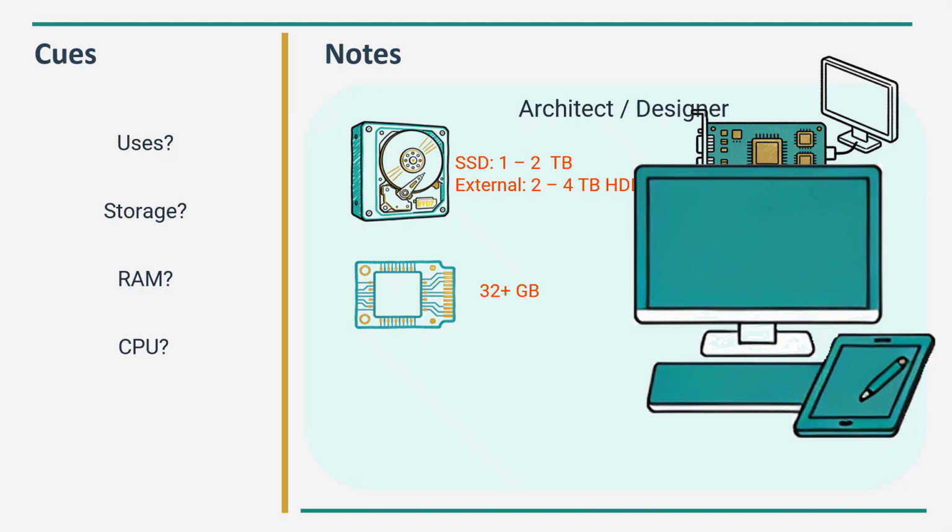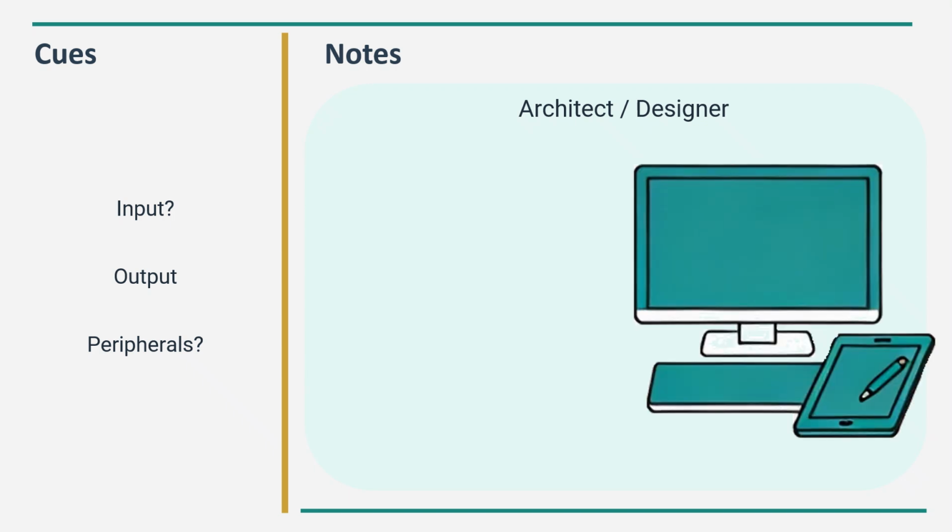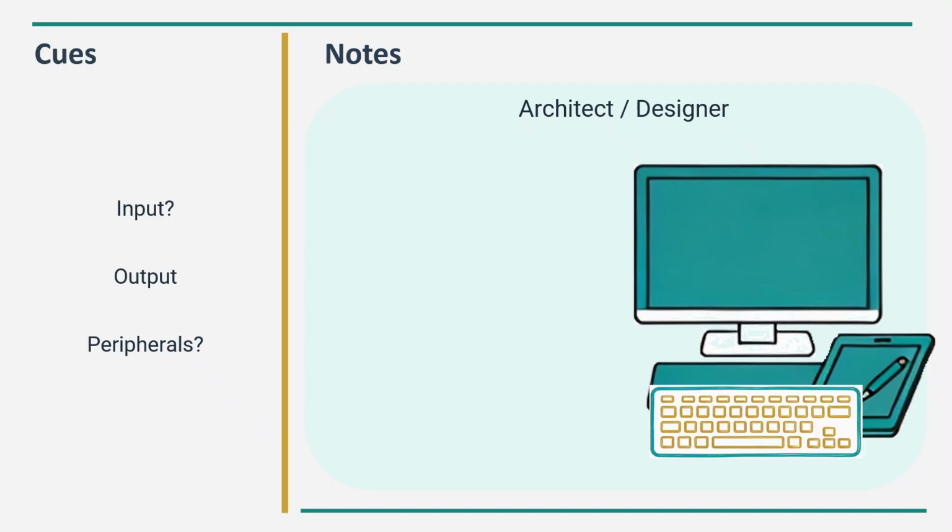RAM is typically in the area of 32 GB or more for big design and 3D files that use a lot of memory. The CPU is a high-end or workstation CPU for rendering and complex models. For input, architects and designers use a precision mouse and a pen or drawing tablet so they can sketch and make very accurate adjustments in CAD or design software. They will also make use of a keyboard as well as a mouse.